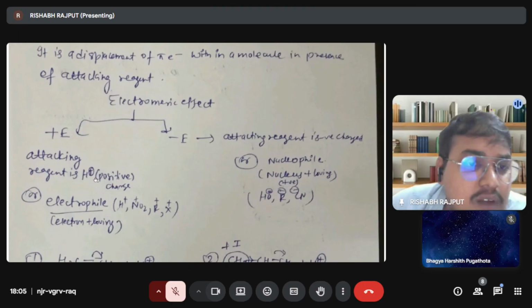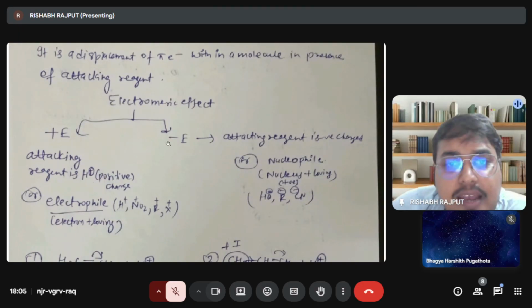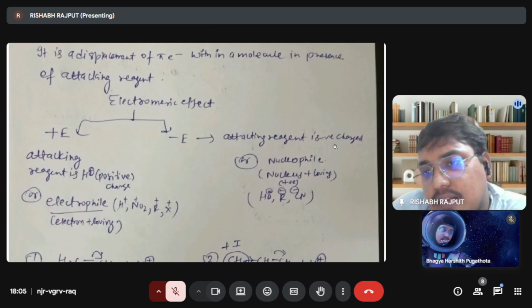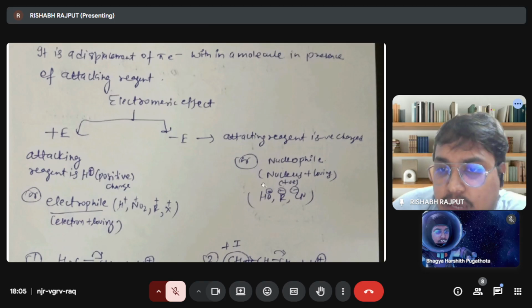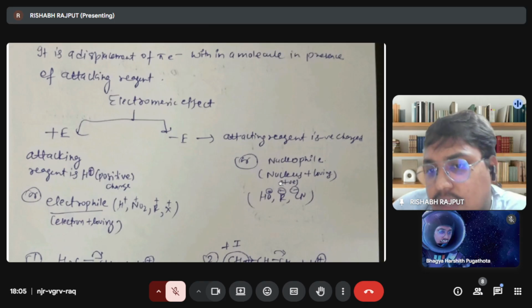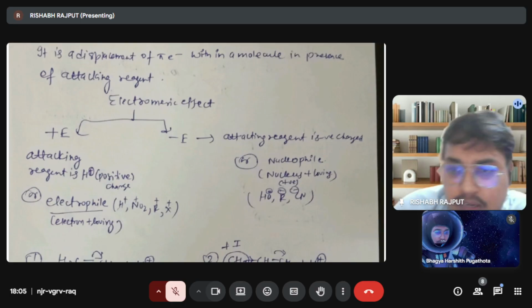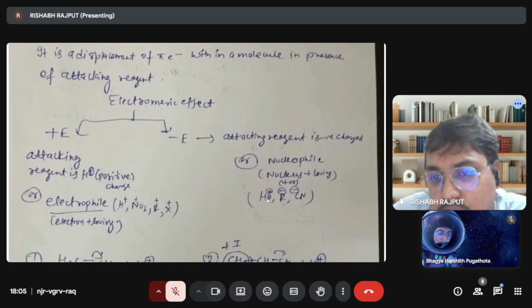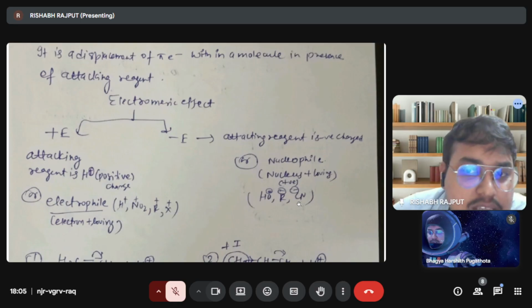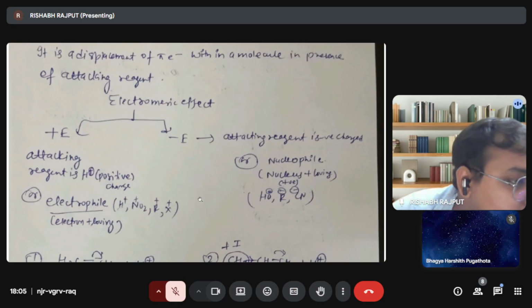Minus E means the attacking reagent is a negative charge particle. You can say a nucleophile. They love the nucleus, meaning they love the proton, the positive charge particle. For example, OH negative, R negative, CN negative.